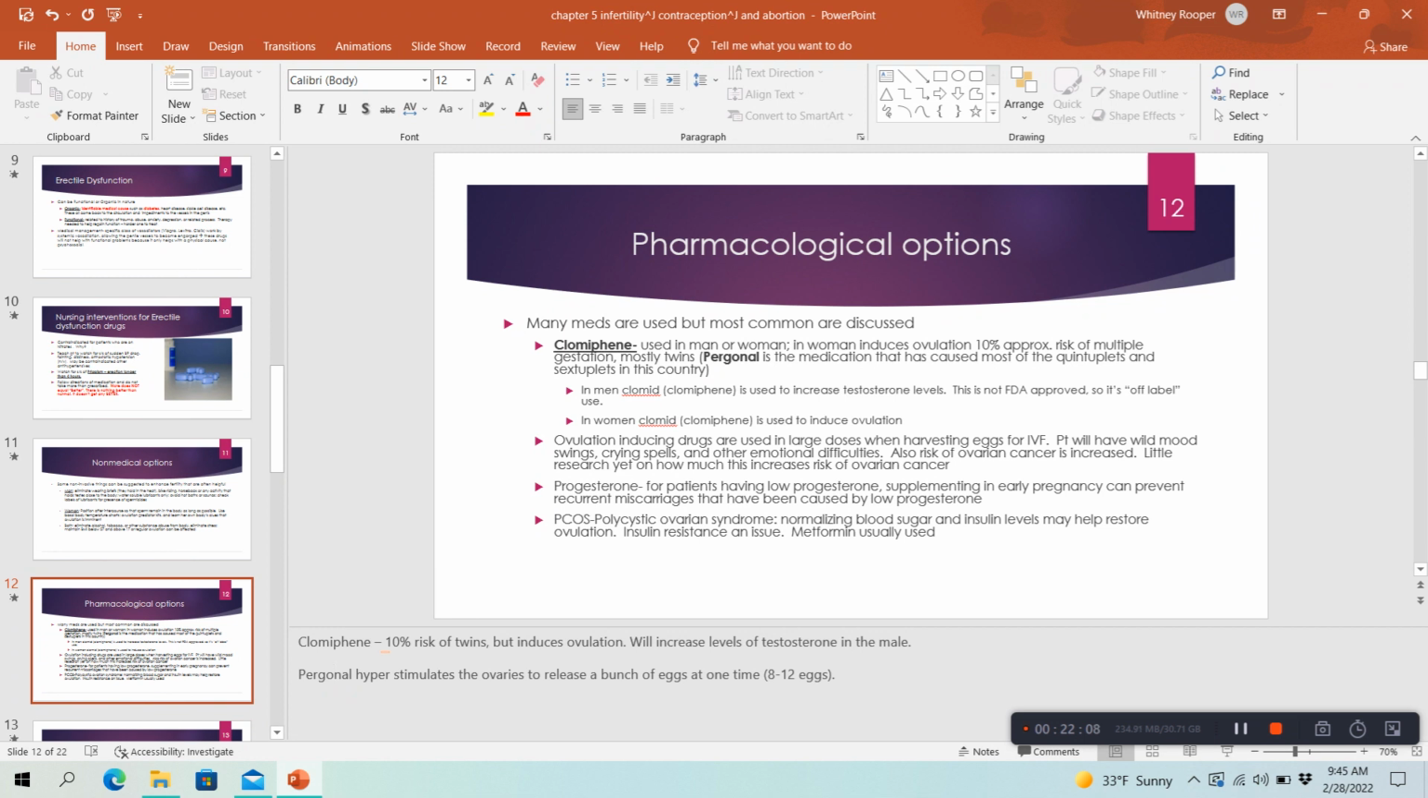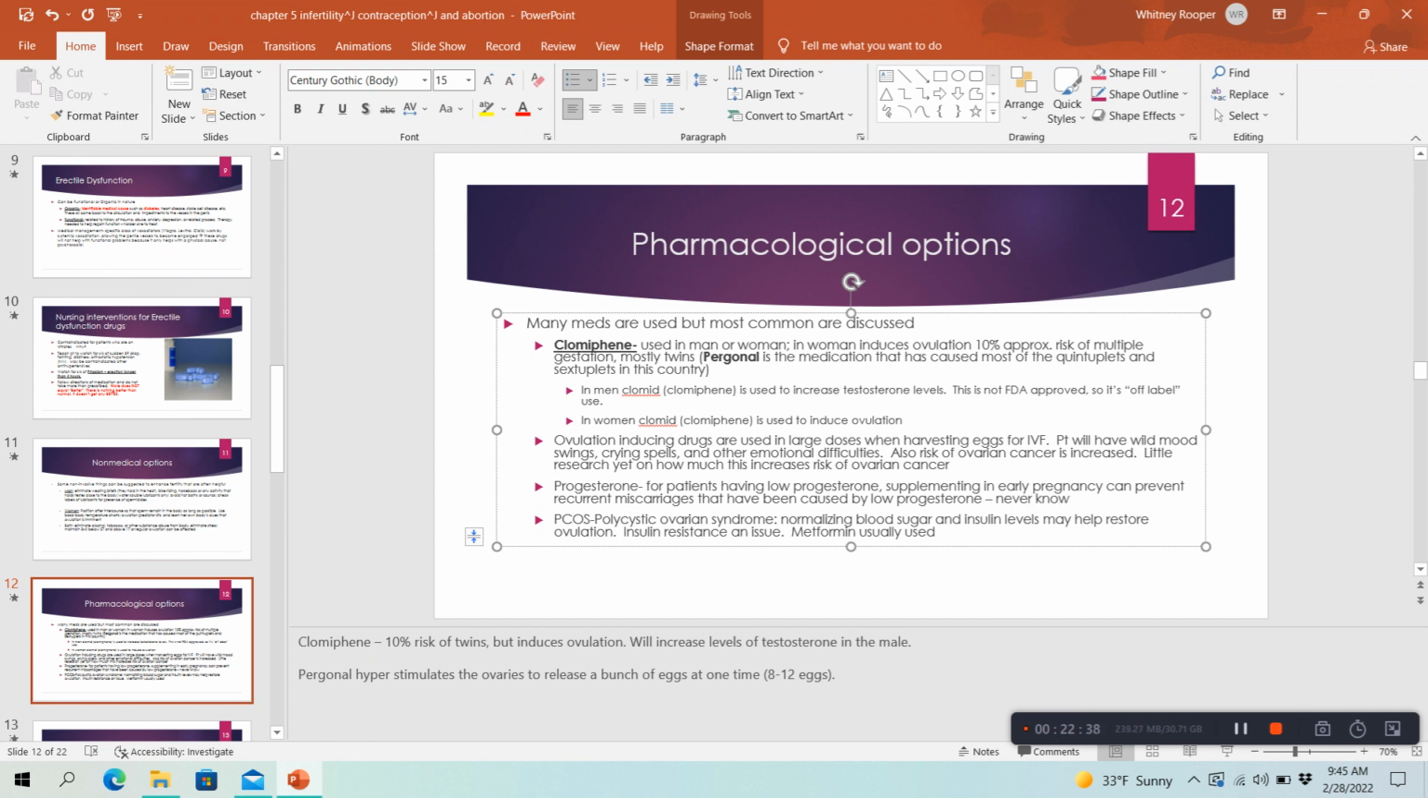Progesterone, I talked about already. For women who have low progesterone levels, we supplement them in early pregnancy to prevent recurrent miscarriages that have been caused by low progesterone. A lot of these miscarriages have never been diagnosed. Like I said, the egg and the sperm will unite and meet, but they won't implant in the uterus because the progesterone levels are too low, and the pregnancy just washes out of the body with a late menstrual period. And the woman just thinks she's late and never knows that she's actually pregnant usually.